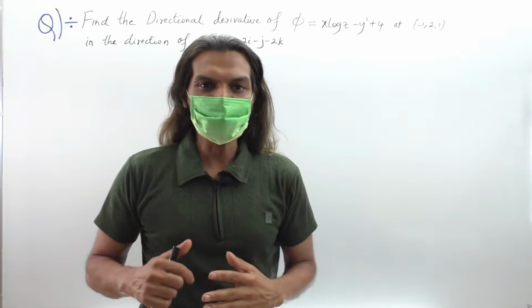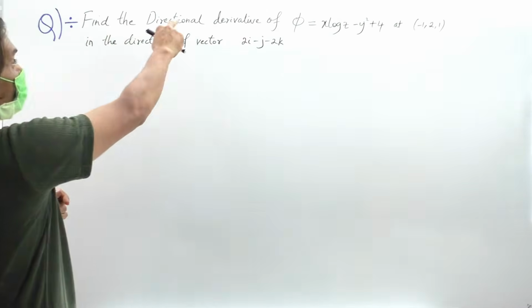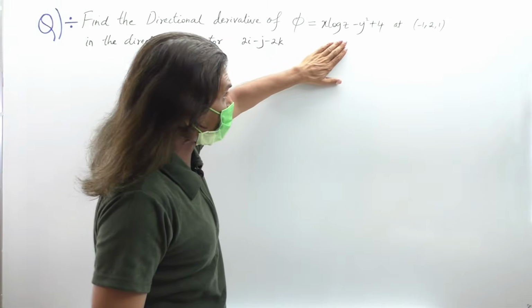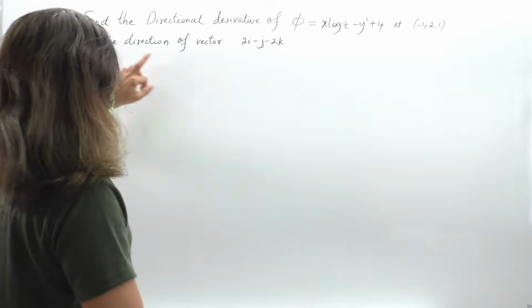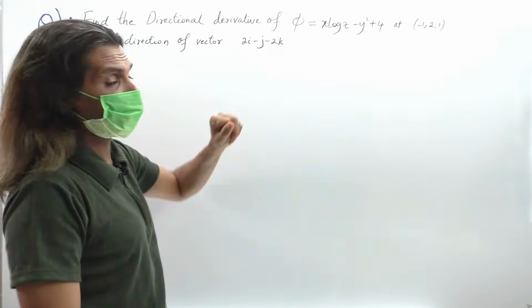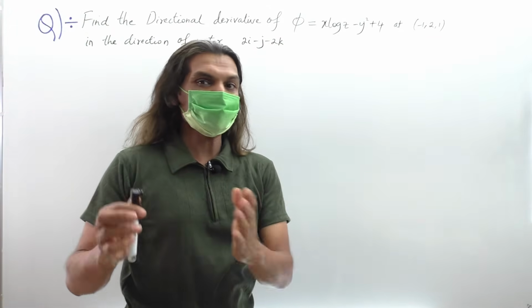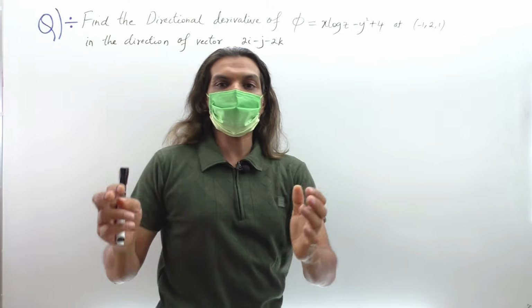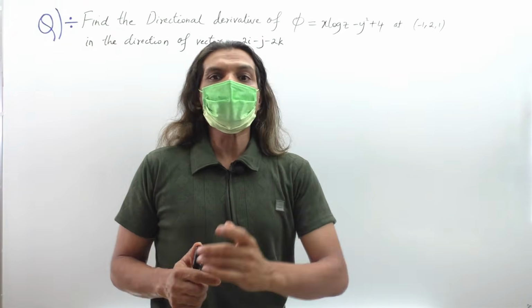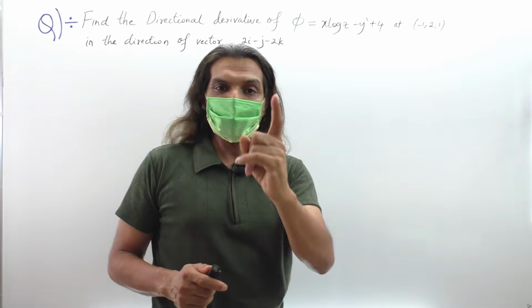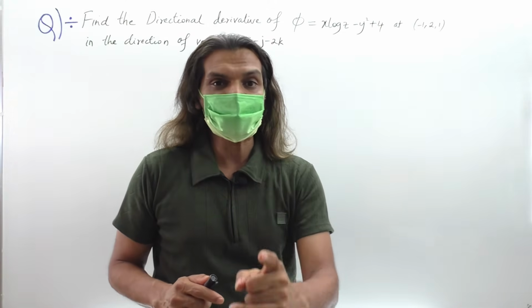So the next problem here is, find the directional derivative of phi is equal to x log z minus y square plus 4 at minus 1, 1, 1 in the direction of vector 2i minus j minus 2k. So again a question on directional derivative. The formula for directional derivative is del phi into d vector by modulus of d vector. As I told you again and again, whenever a surface is given, always first find del phi.